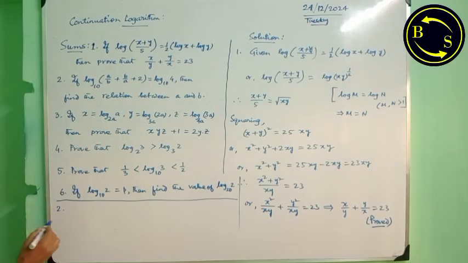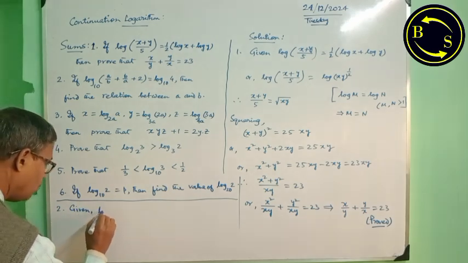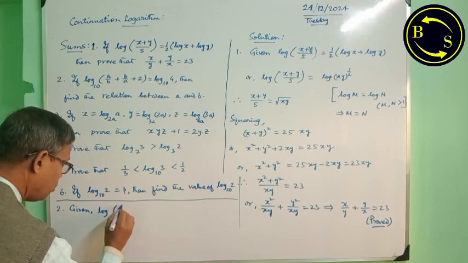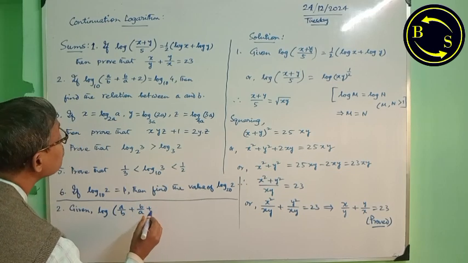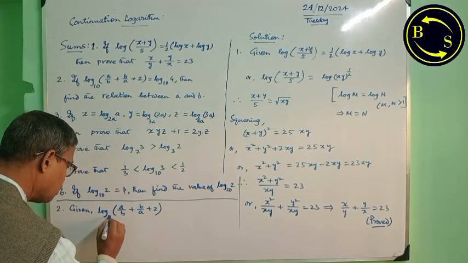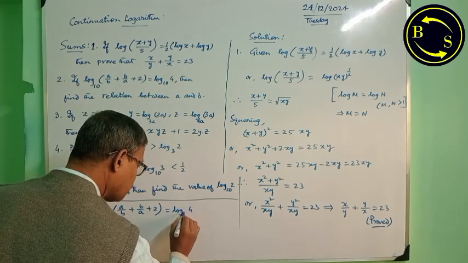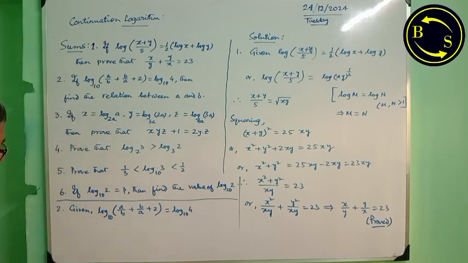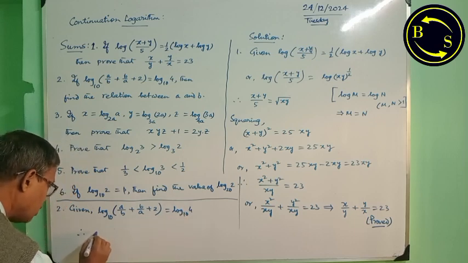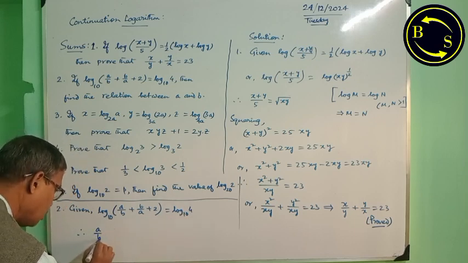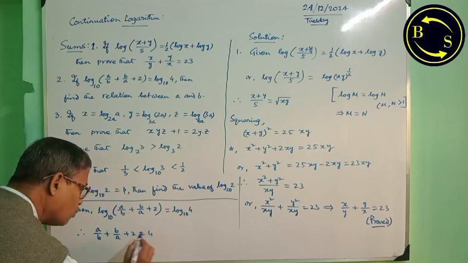Number 2, given log of (a by b plus b by a plus 2) to the base 10 is equal to log of 4 to the base 10. Therefore, this expression is equal to 4: a by b plus b by a plus 2 is equal to 4.